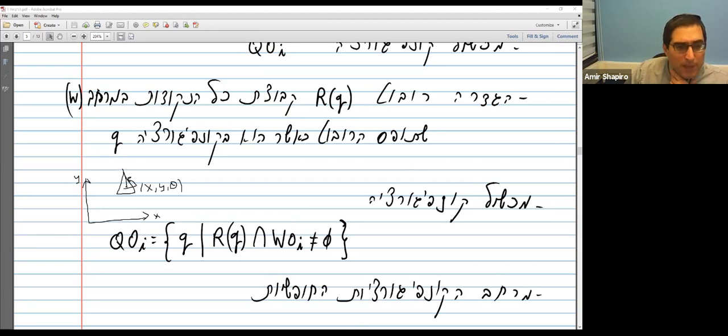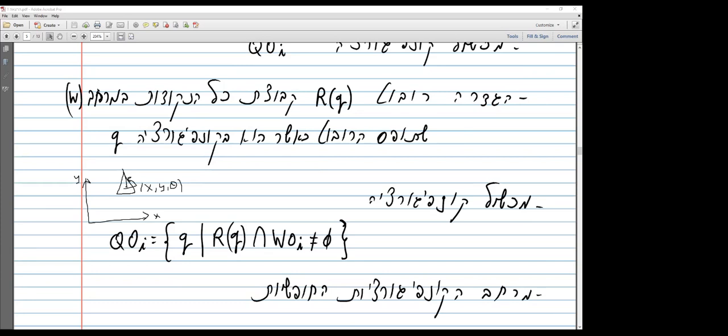And a configuration obstacle is all the configurations Q in which the robot intersects an obstacle in the workspace. Where the intersection is not empty, this is where the configuration obstacle is. Is this clear or not? Yes, it's clear. Okay.